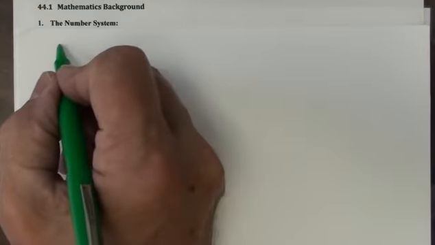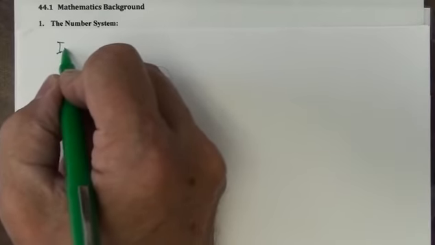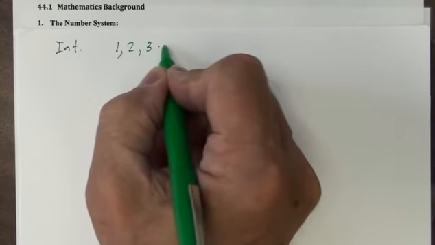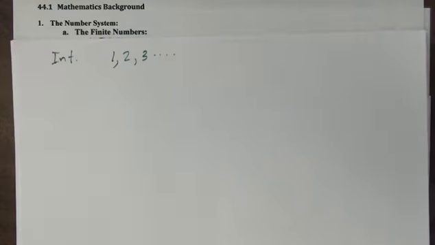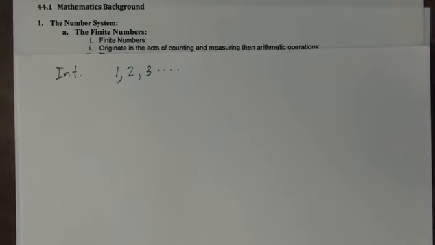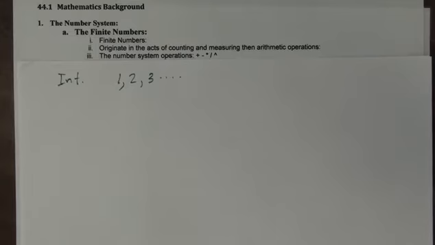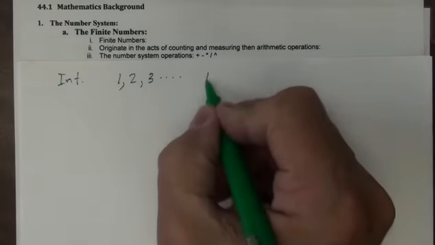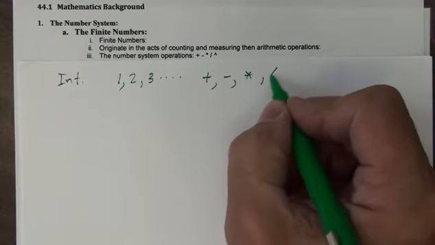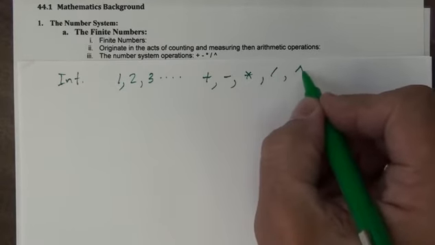So we began counting things, the regular integers. Integers are 1, 2, 3, and so forth, all the way up to infinity. And these are finite numbers. They originated in the counting and the measuring and then arithmetic operations. These operations, of course, as you know, are the ability to add, subtract, multiply, divide, and also exponentiate.